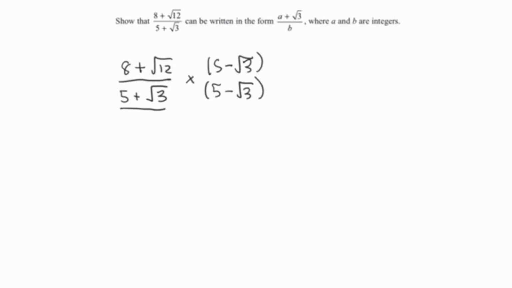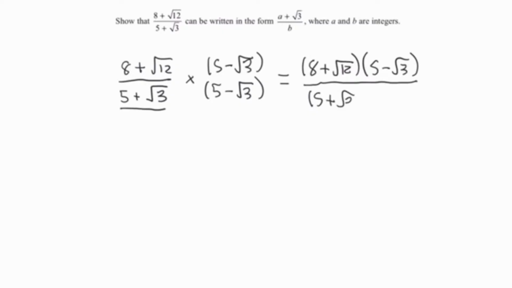So now what we're going to do is just compute this calculation. So on the top we have, I'm just writing it in brackets at the moment, we have this right here, and then on the bottom we have 5 plus root 3 times by 5 minus root 3. Now what we're going to do is go down here and write what that's actually equal to.